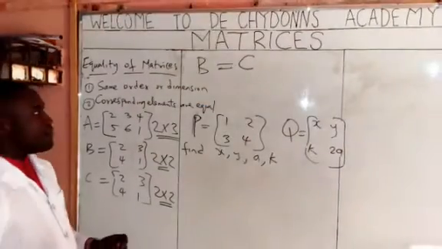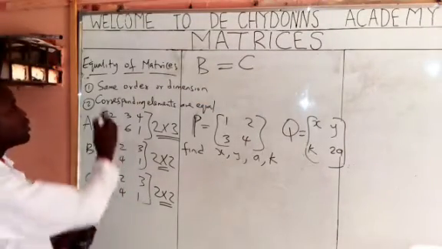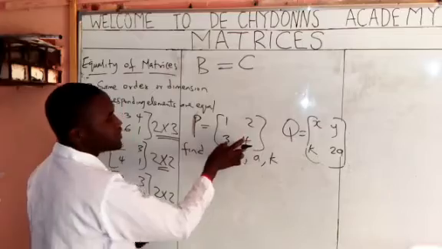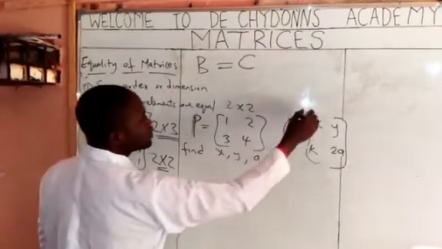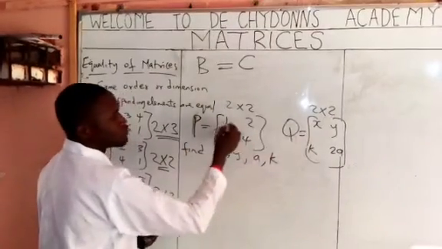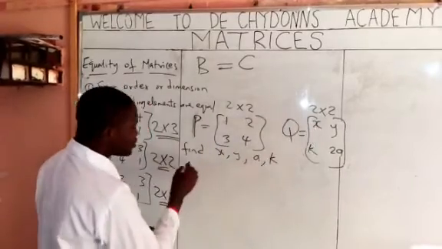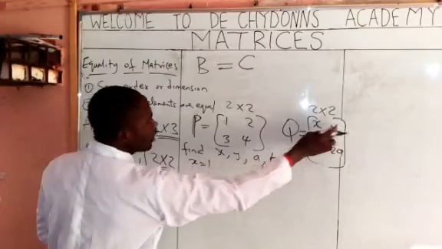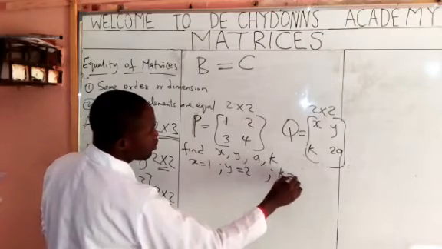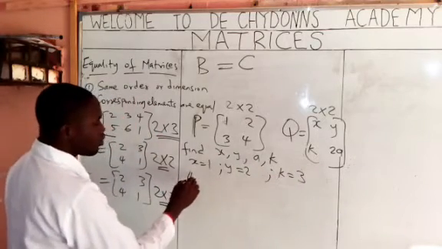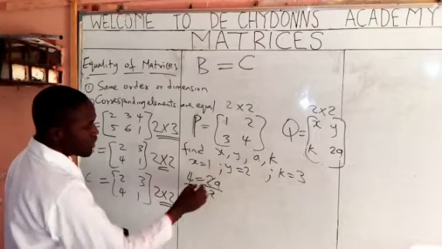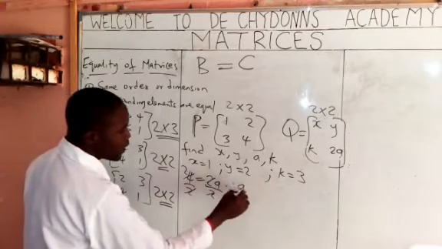All you do is remember, for two matrices to be equal, they must have the same order and the corresponding elements are equal. You look, this and this are in the same order because this is 2 by 2, this is 2 by 2. So their elements must correspond. So 1 corresponds to S, you say S equal to 1. 2 must correspond to Y, you say Y equal to 2. 3 must correspond to K, you say K equal to 3. Then 4 must correspond to 2A. That means divide both sides by 2, we get the value of A to be 2. Therefore, A will be equal to 2.